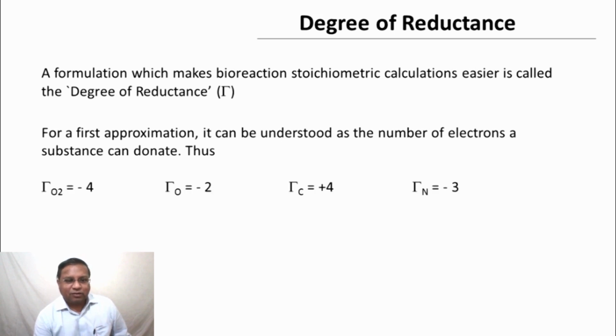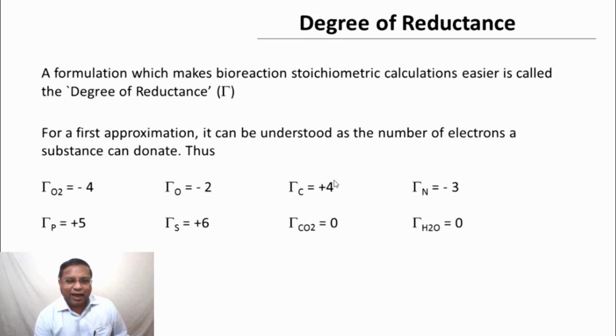We'll see this. Thus, the number of electrons that oxygen can donate is -4. O2 is -4, O is -2, carbon is +4, and nitrogen is -3. It is the number of electrons that a substance can donate. And let us complete this and then come back to this particular aspect. Gamma of phosphorus is +5, gamma of sulfur is +6, gamma of CO2, this is +4 for C, this is -4 for O2.